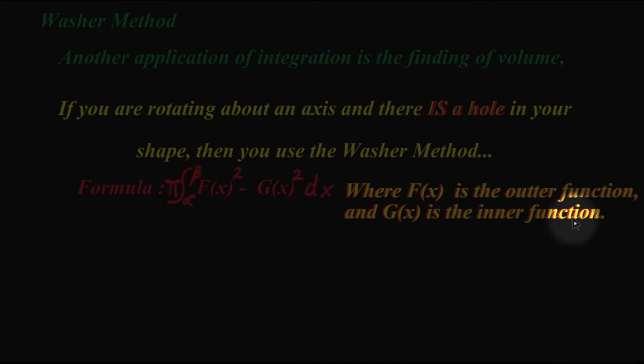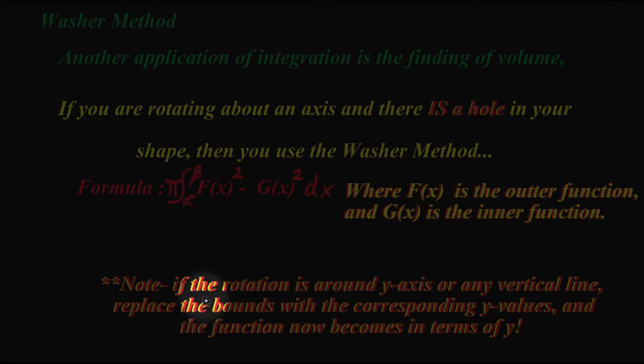So note, again, just like in the disk method, if the rotation is around the y-axis, then these alpha and beta become, instead of x equals values of the smallest and the largest, y equals the smallest and the largest. This becomes f of y. And then our functions are going to be x equals some function in terms of y here instead of x. And g is also going to be in terms of y. Okay? So you might have to solve it for x equals to plug it into here. Don't forget to do that. Okay? Then integrate, plug and chug.